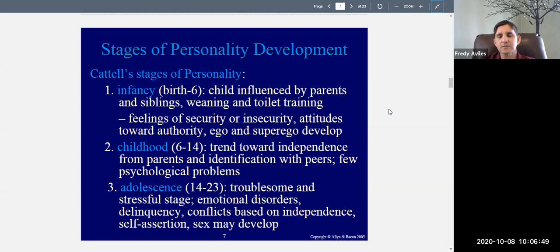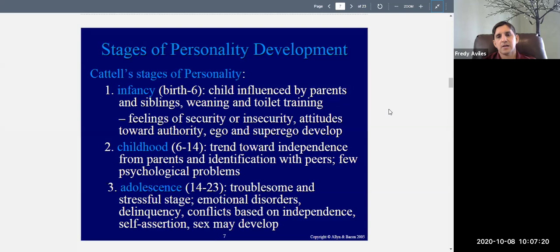And your superego, actually, your ego develops earlier, you know, closer to age 3 or 4, around there. It starts with self-awareness, but the superego develops later, closer to age 4 or 6, because your superego, remember, has to do with things that you learn from parents and society, rules, right? What you should do, what you should not do. That develops a little bit later. But all these things happen during the stage that he called infancy.